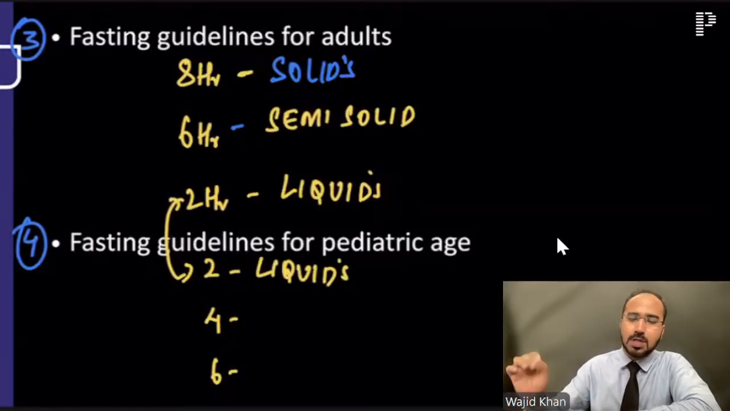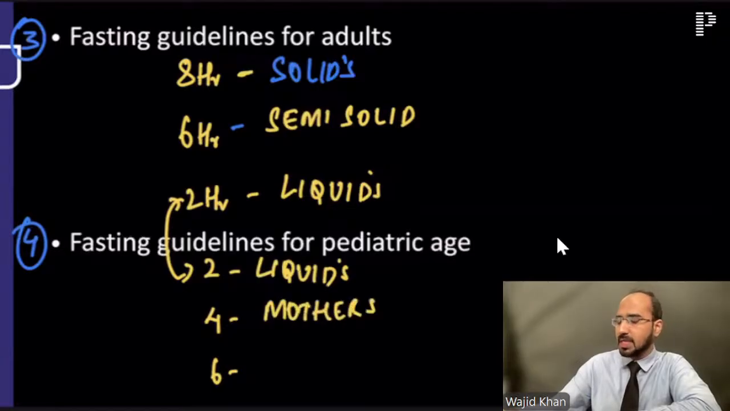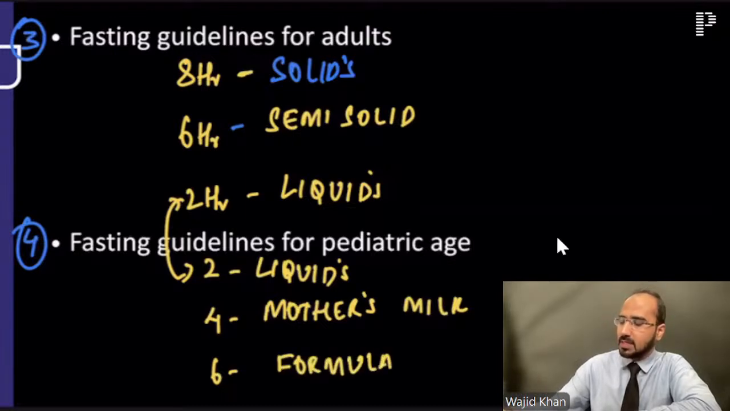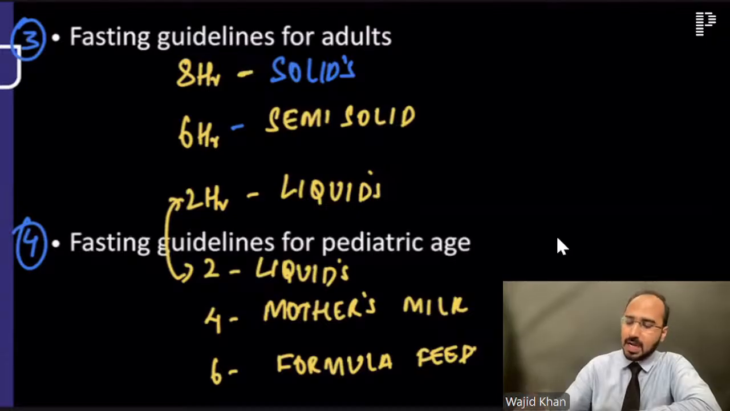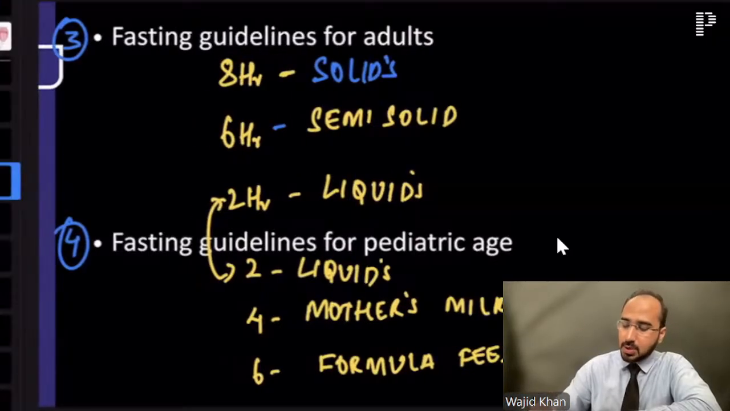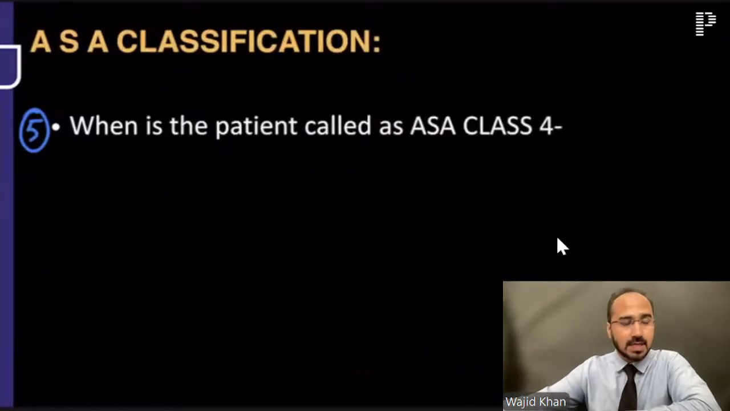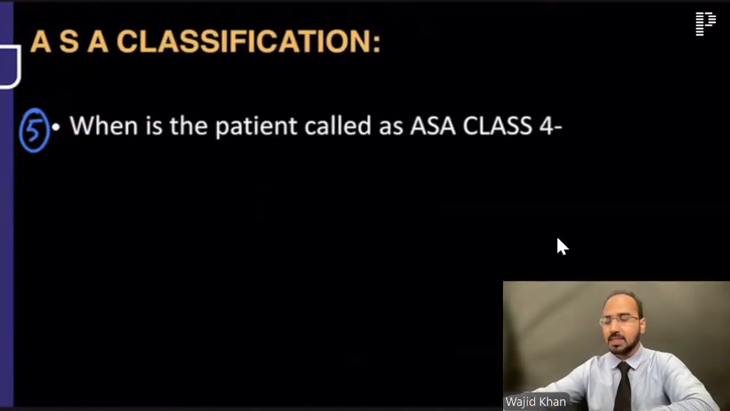Juice without pulp also comes under liquid. 4 hours of fasting is needed for the pediatric age group if he is on mother's milk. 6 hours of fasting is needed if the baby is on formula feed. So this is regarding the fasting guidelines in adults as well as pediatrics. And you know why we keep the patient in a fasting state? To prevent the risk of aspiration.